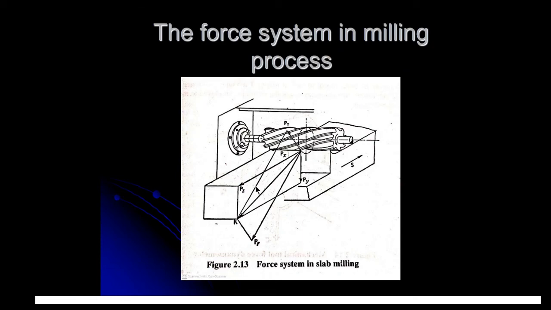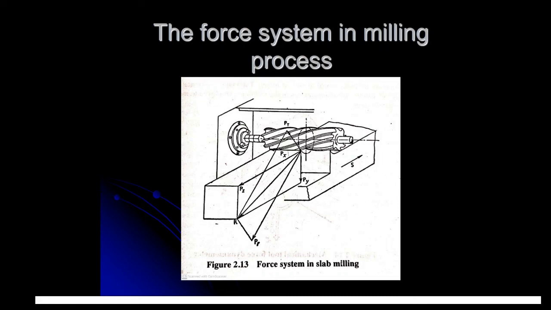The various forces which are acting in a milling process is shown in this image. They are the thrust force PT, the radial force PR, and their resultant R. This resultant R can be further resolved into three components. They are the Px, the Py, and the Pz. The thrust force PT is acting tangential to the periphery of the milling cutter, and the radial force PR is acting in a radial direction from the center of the mill cutter.